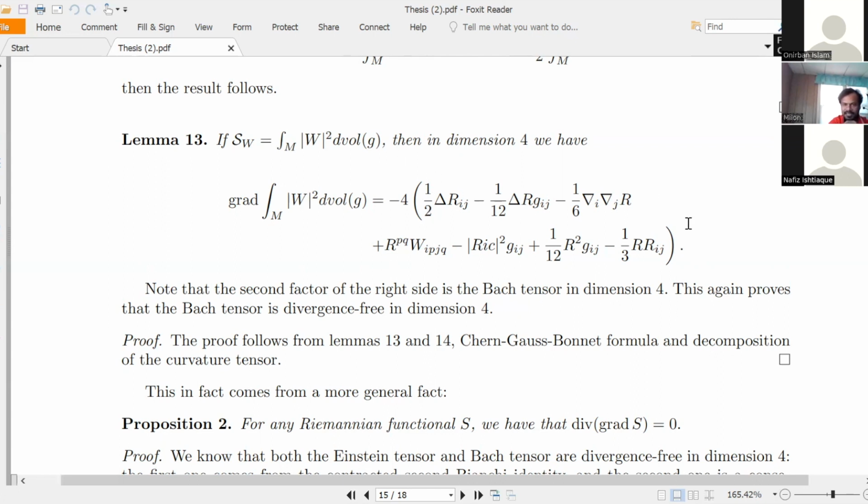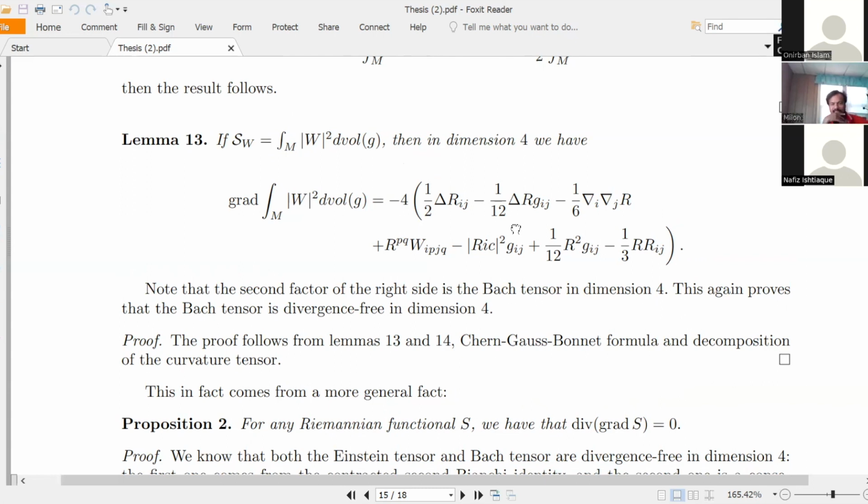And this whole thing is like a mess, but the good thing is this mess is basically your Bach tensor in four dimensions. If you want to see the coordinate expression of the Bach tensor, this is this ugly mess. I think Tibor at some point wanted to see this crazy expression. And this crazy expression is your Bach in four dimensions. And this is a gradient of something.